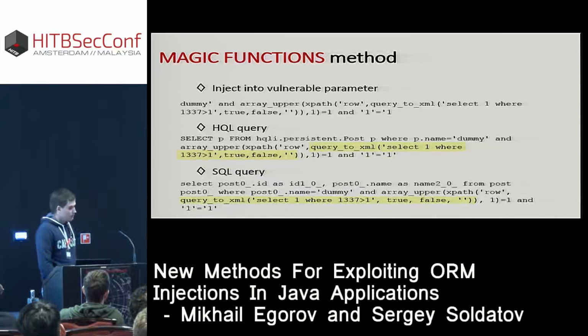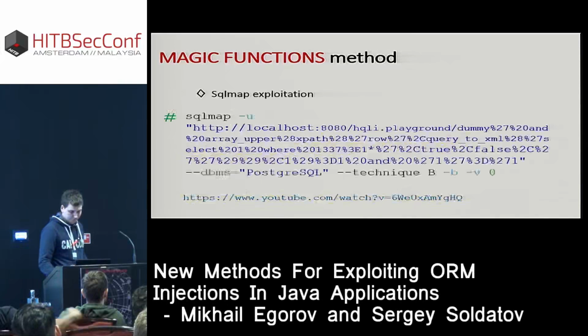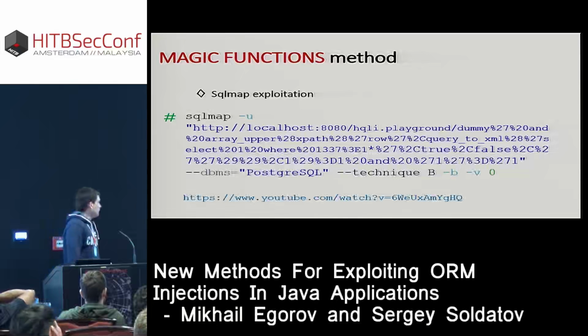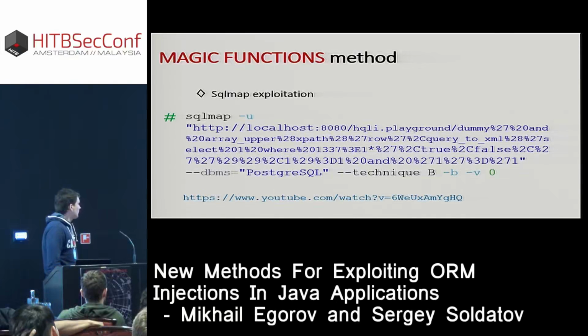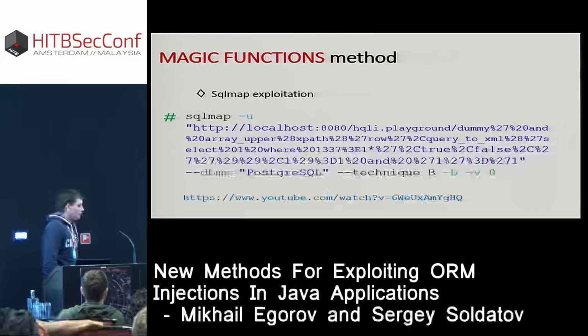So if we inject the following expression into the vulnerable parameter, you can see that PostgreSQL will get a SQL query with the query_to_xml function call. You can exploit ORM HQL injection when PostgreSQL is used with the following sqlmap command line. On my YouTube channel, you can find the video about how this exploitation method works.